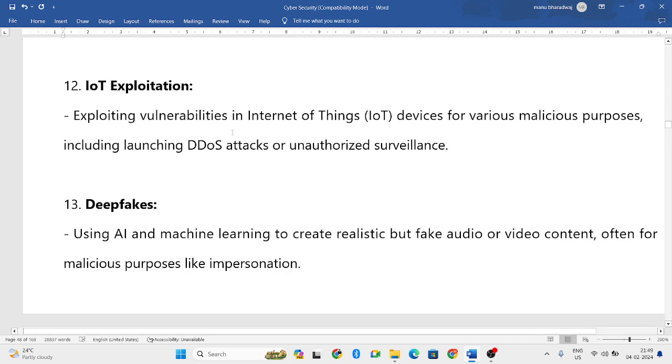Next is IoT exploitation. IoT means Internet of Things. There will be many internet devices in your home. From those internet devices in your home, they will again collect the various information available. Using that information also, they carry out the cyber attack.